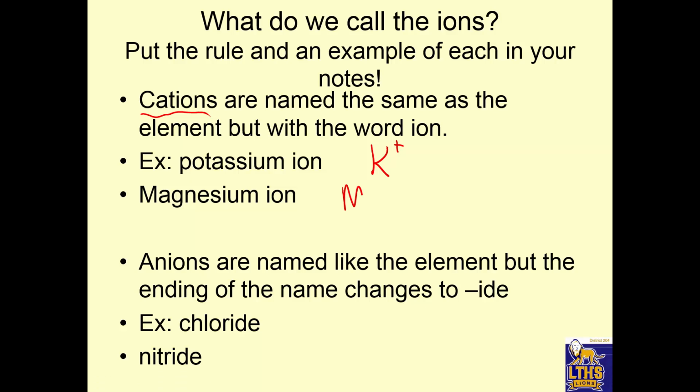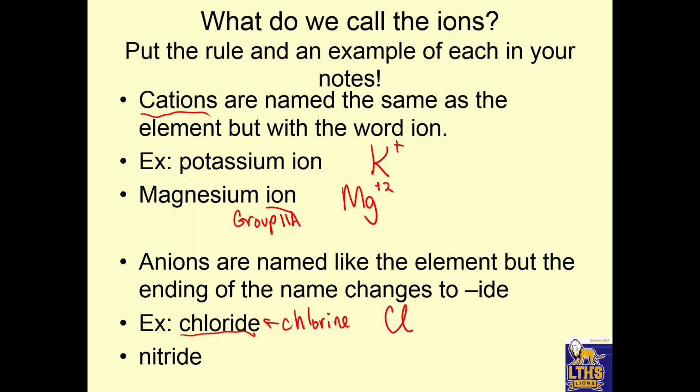Magnesium ion would be symbol Mg, and the fact that it says ion means it has charge, so it's in group 2A, so it's going to have a positive 2 charge. The anions are named like the element, but you change the ending to IDE. So when you see chloride, you know it came from chlorine, turning into chloride by becoming an ion.